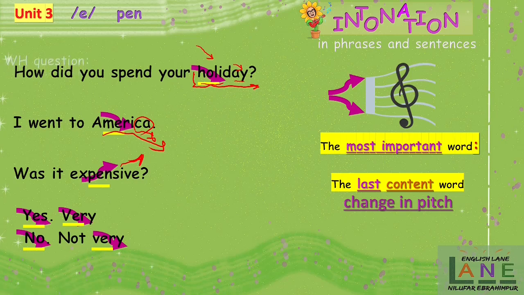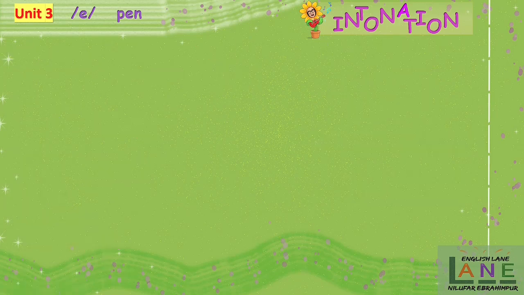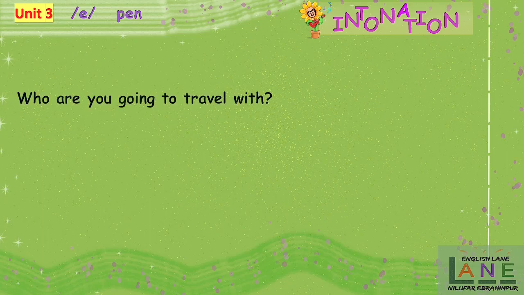And as you can see, for WH questions, the intonation was falling. For statements, falling. Yes/no questions, rising, falling, and again falling because they are statements. I have a challenge for you, and that is finding the last content word, the most important word in this WH question. What is it? Tell me.